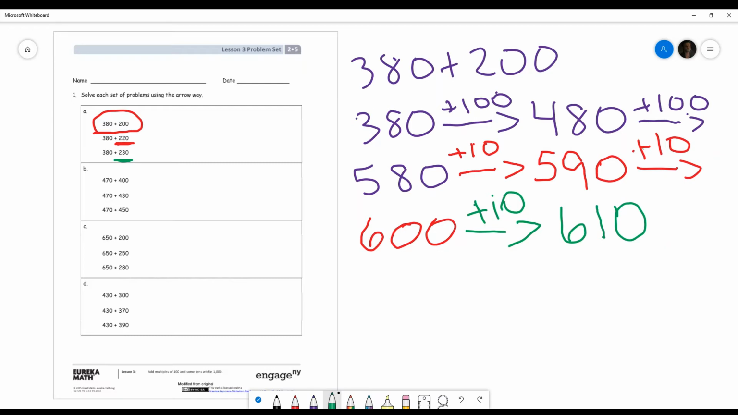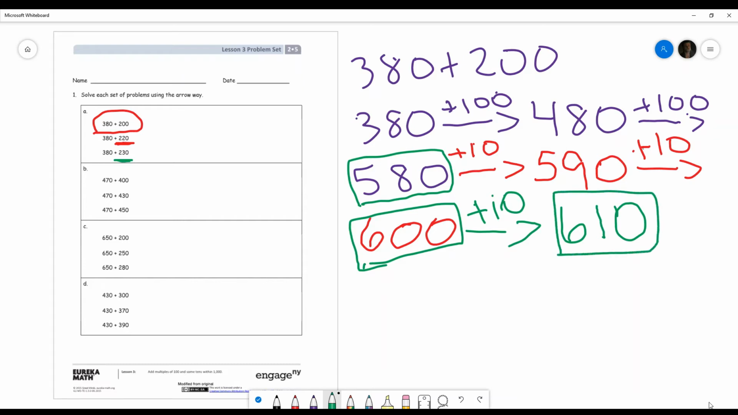So for the first one, we had 580. And then to save time, we just added on our 20. And then we came up with 600. And then we added 10 more to make 610. So that is how you would do the rest of the problems.